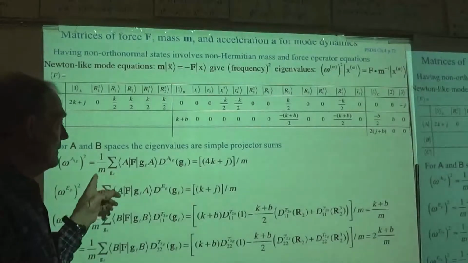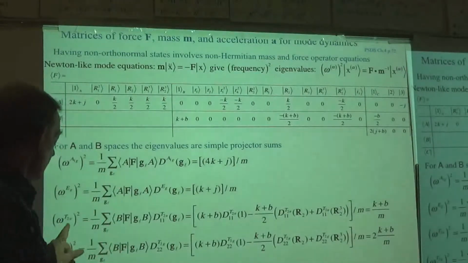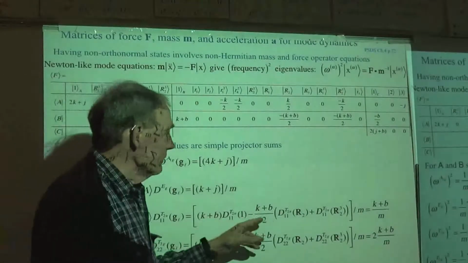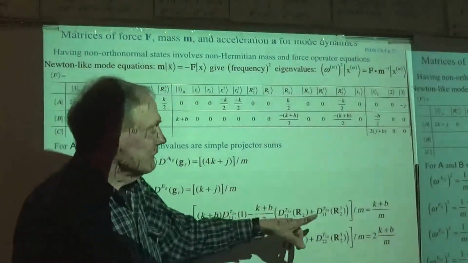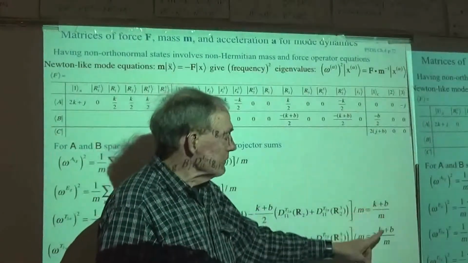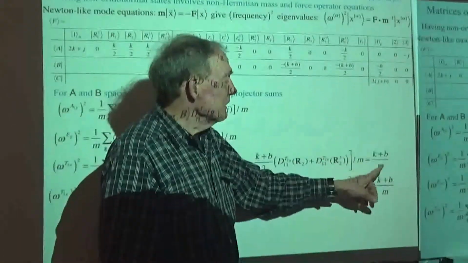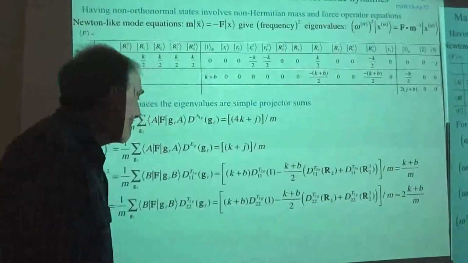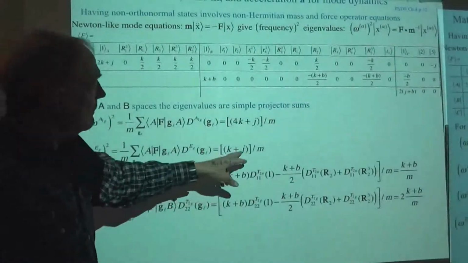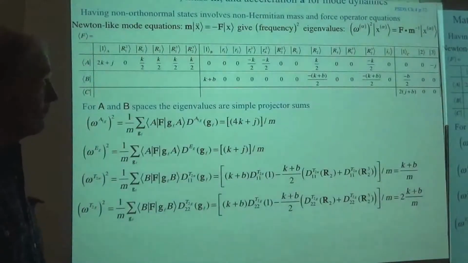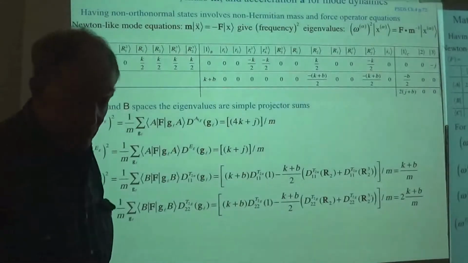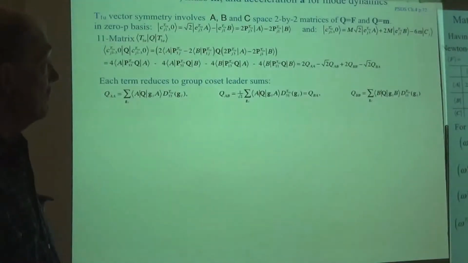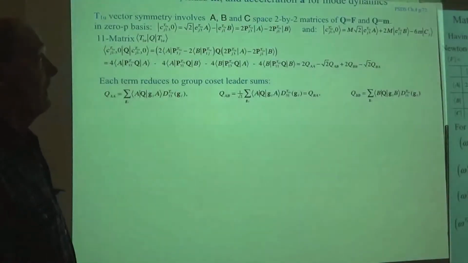So we've got already here T2U and T2G. Just with a little projection summing over the coset leaders, we've got 2 frequencies here, one K plus B over M, and the other 2 times K plus B over M. And this one is K plus J over M. So those are the springs that we put into this system, and we're going to live with them, live or die. Now here's the hardest part.